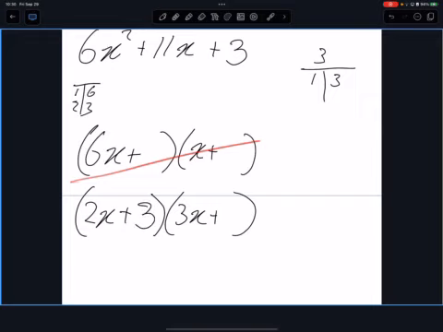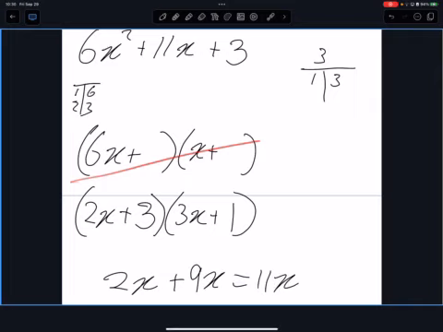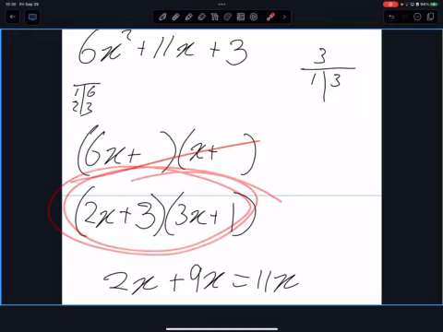Then you go for 3 and 1. 2x times 1 equals 2x. 3 times 3x equals 9x. When you add them together, 11x. That is my answer. That's how you go at it.